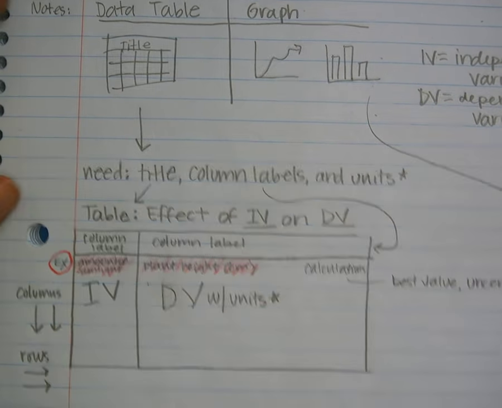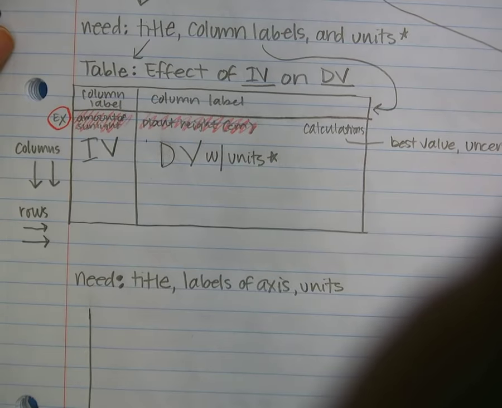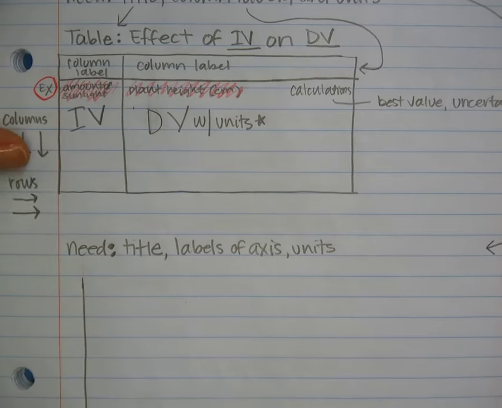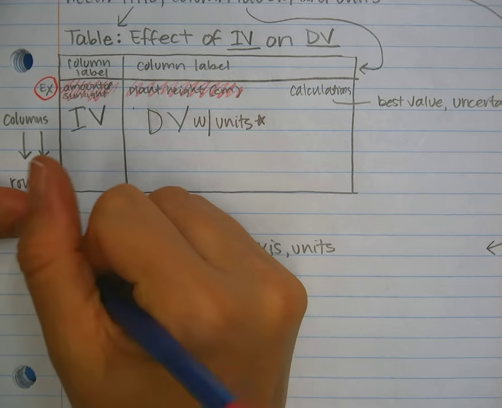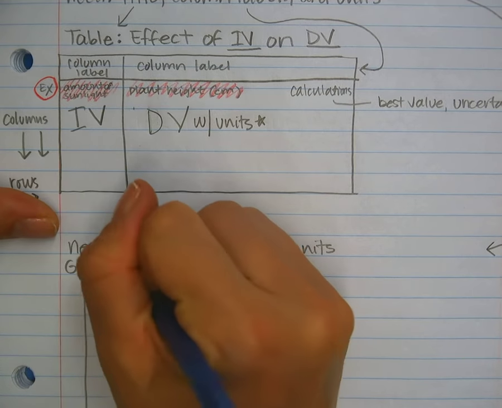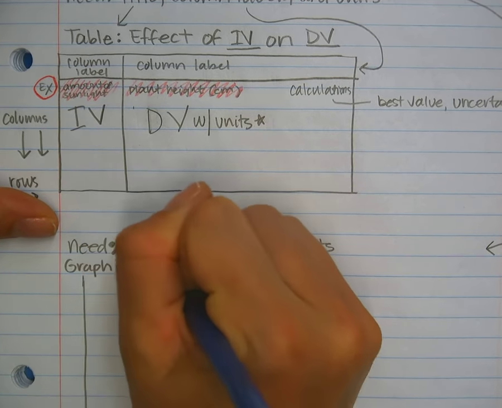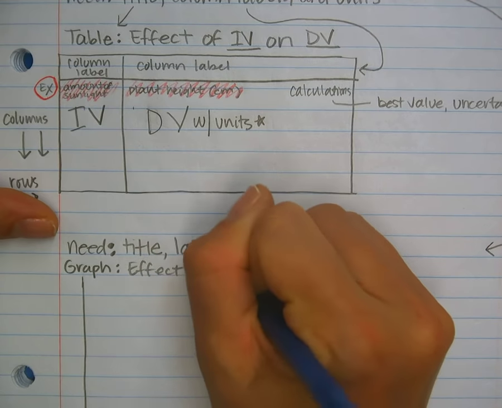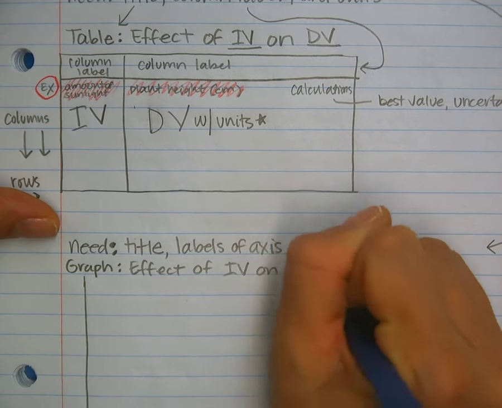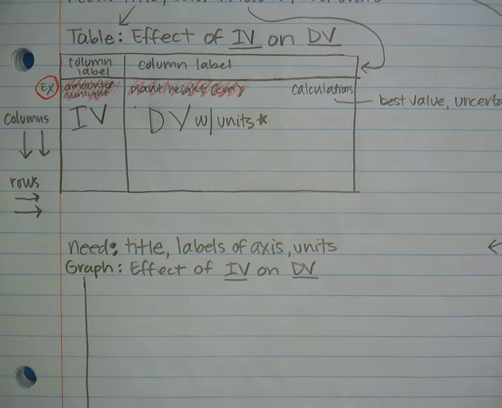The title for a graph is going to look very similar to the title that you would do for a table, but instead of starting with table, you're going to write graph. And we'll do again the effect of the independent variable on the dependent variable.